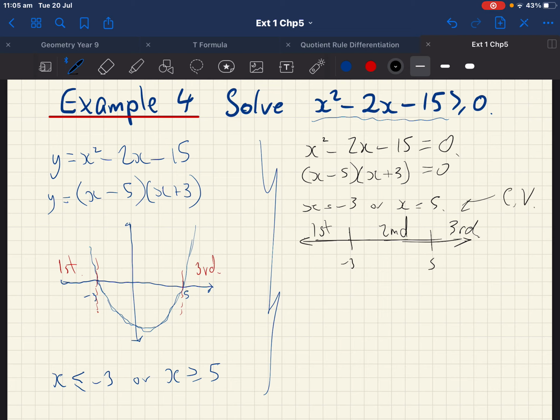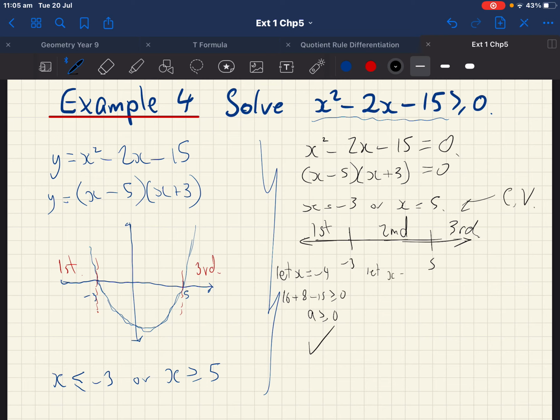And again, what you would need to do is to determine, well, which of these regions are part of our solutions. You would just pick any value that belongs to the first region and test it in the inequality. So in this case, I might let x equal -4. So plug in -4 into our original equation, we end up with 16 plus 8 minus 15 is greater than or equal to 0, which ultimately ends up being true. The first region is part of our solution.